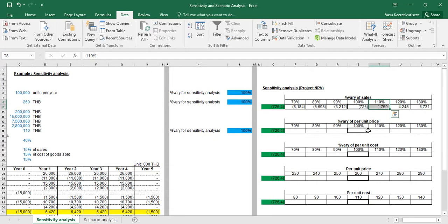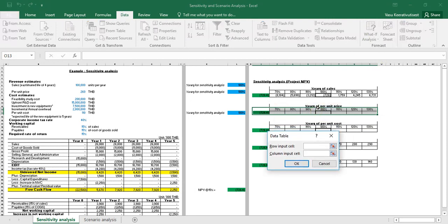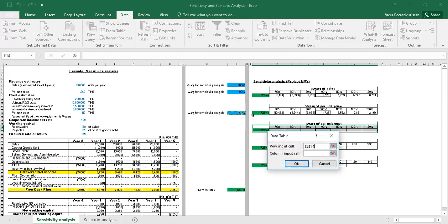Okay, I will do the same thing here, but right now the percent varies in terms of unit price, and here the percent varies in terms of unit cost. So I do the same thing: go to Data, What-If Analysis, Data Table. Right now you want to vary the per unit price, so I linked it with this cell already. So you see, for the per unit price, I link this to this percent. And for the per unit cost, we do the same thing: What-If Analysis, Data Table, and then this 100%.